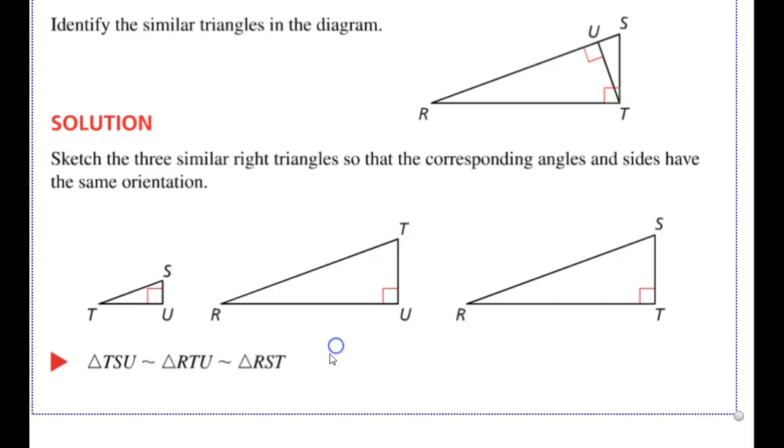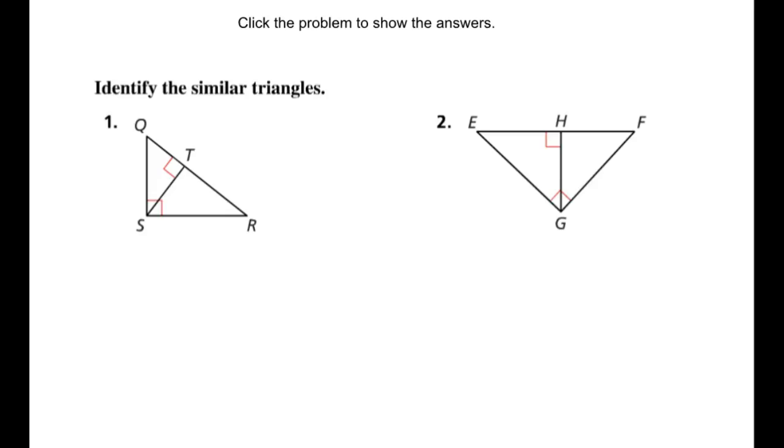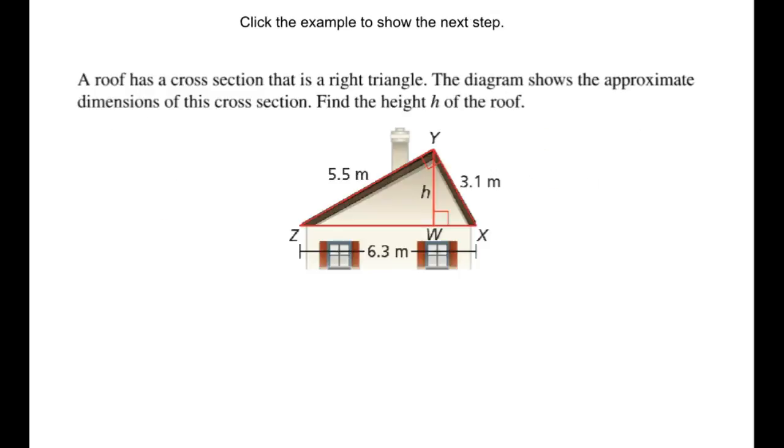So now that I've redrawn them, I can say, starting here, triangle TSU is similar to triangle RTU, which is similar to triangle RST. And remember that the order of the letters is very important because that tells us the orientation of my triangles. So now here's a couple that I want you to try. You're going to have to tell me which triangles are similar from what you can see.